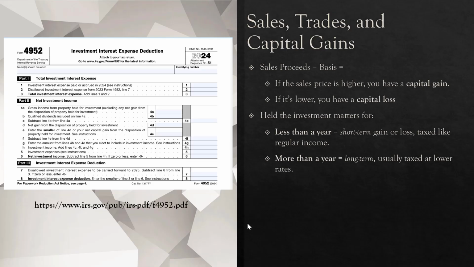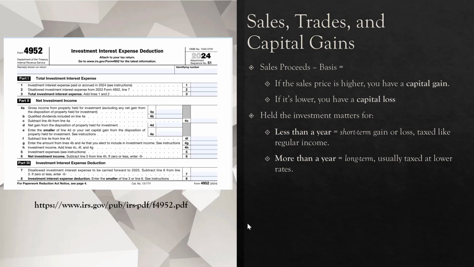And then you have to consider how long you held it. If you held it less than a year, it's a short-term gain or loss, taxed like regular income. If it was more than a year, it's long-term and it's usually taxed at lower rates. Typically, you'll get a Form 1099-B from your broker listing each sale, and you'll use that to fill out Form 8949 and Schedule E on your tax return. So Form 8949 is the detail and it flows into Schedule D.